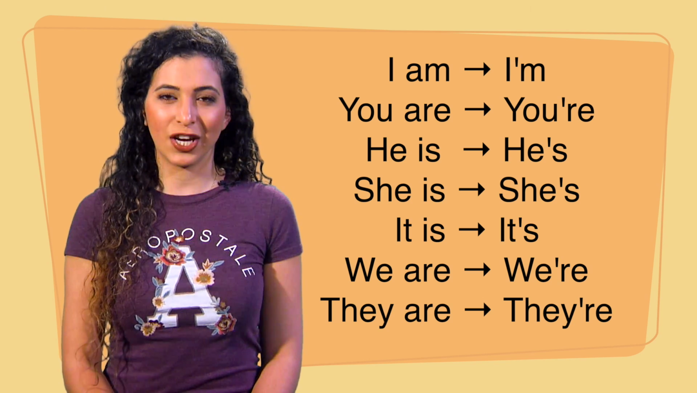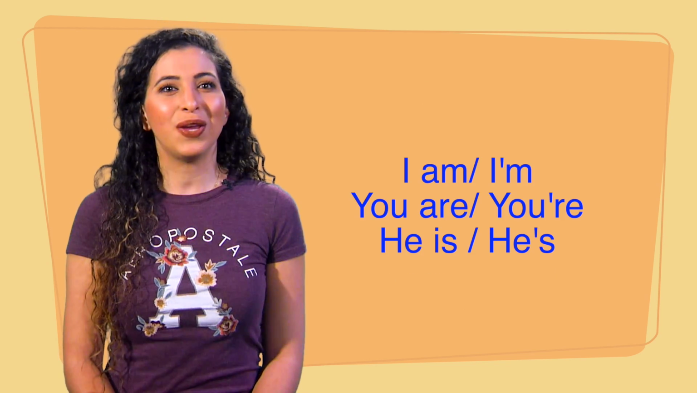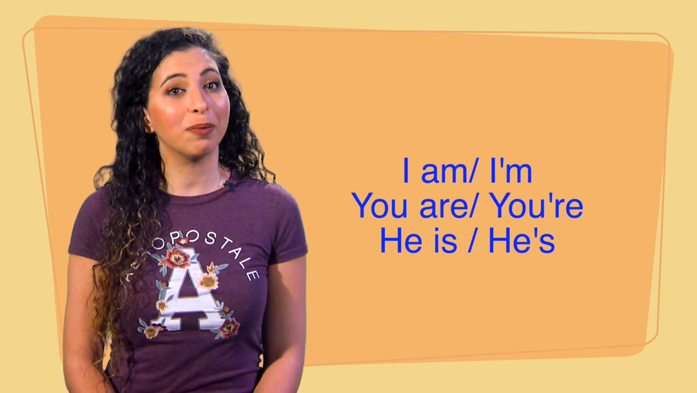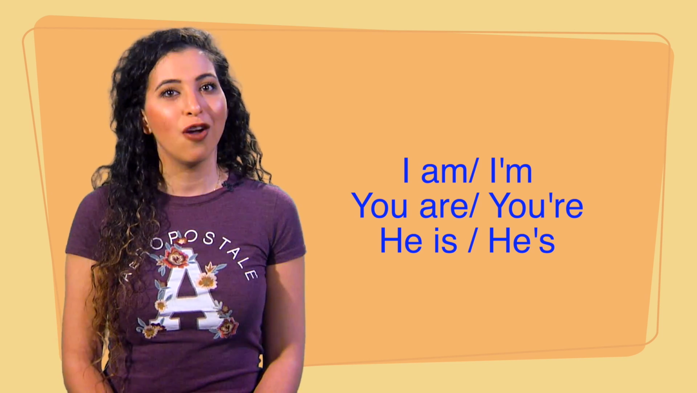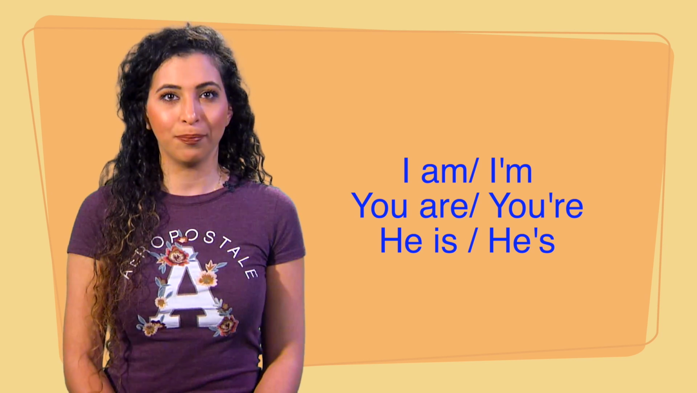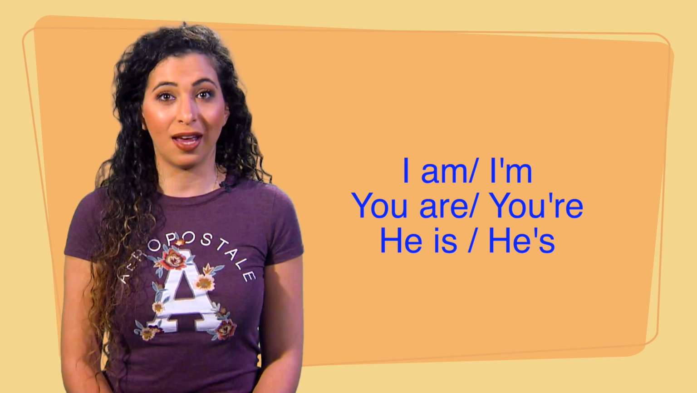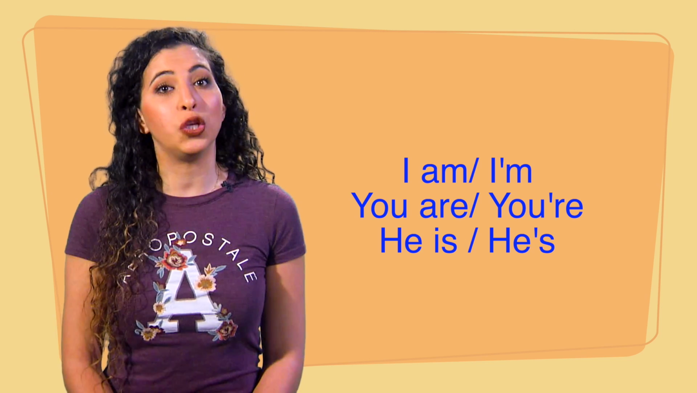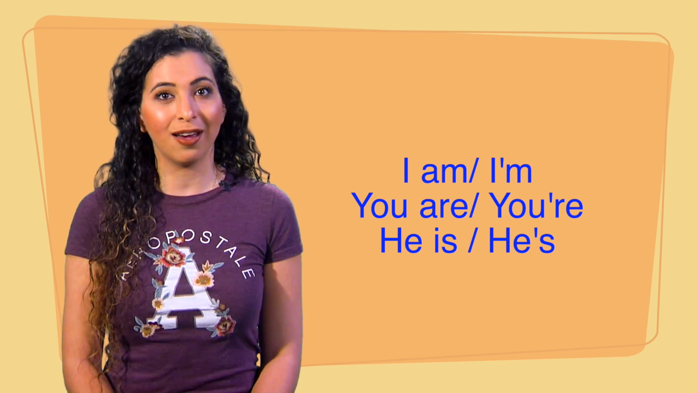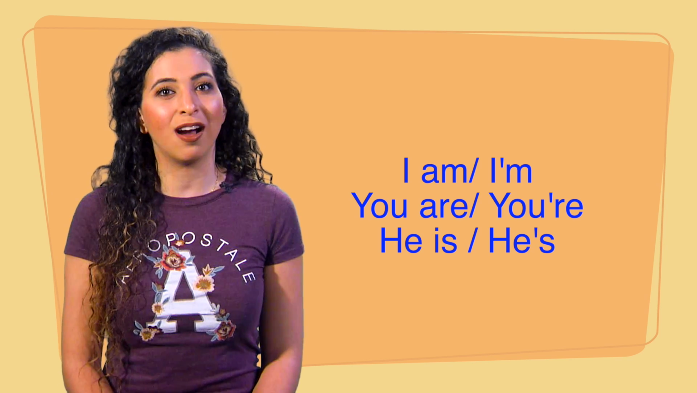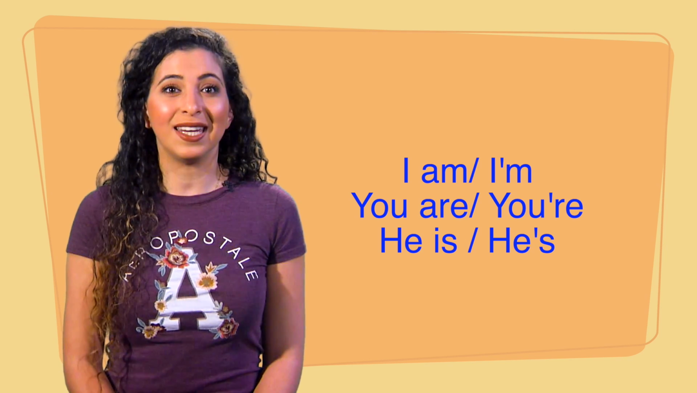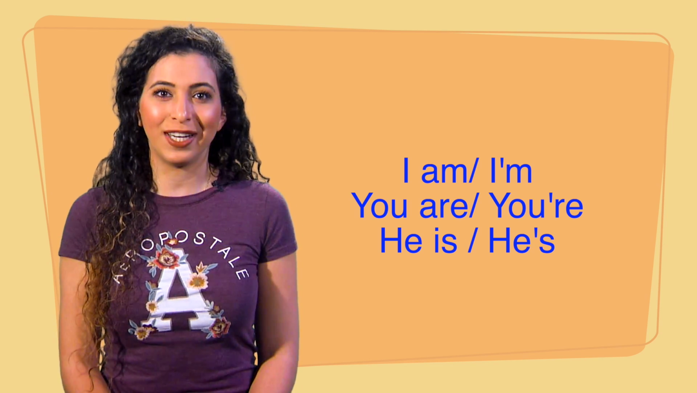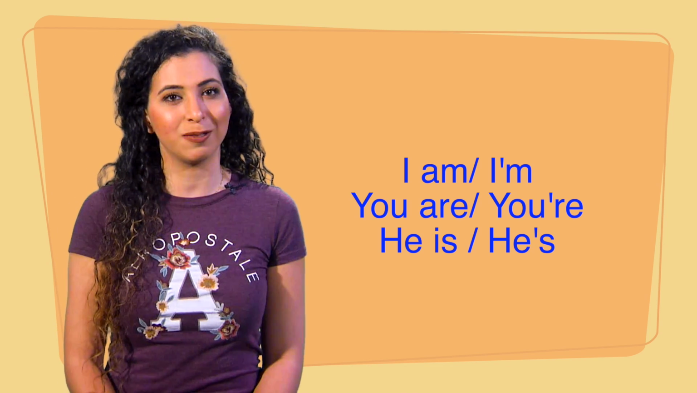To make it easier, there is a trend. You can take the first letter of the conjugated verb to be and replace it with an apostrophe. For example, I am, you take off the A and put an apostrophe. It becomes I'm. In you are, you take off the A and put an apostrophe. It becomes you're. In he is, you take off the I and put an apostrophe. It becomes he's.